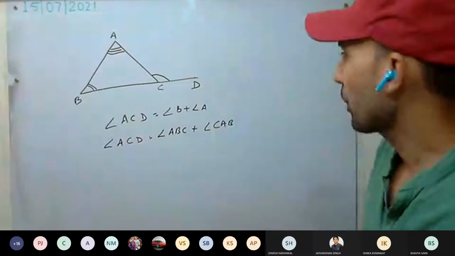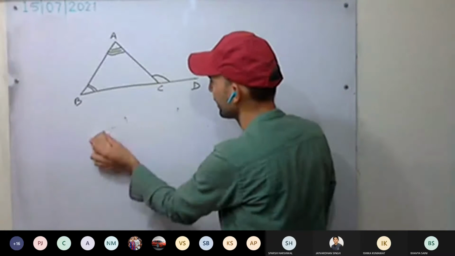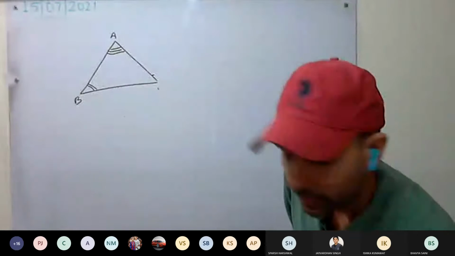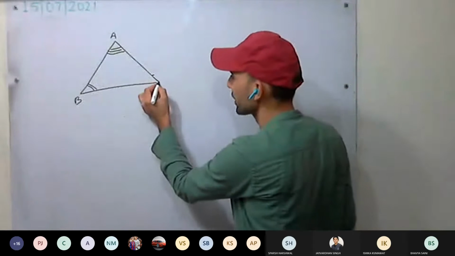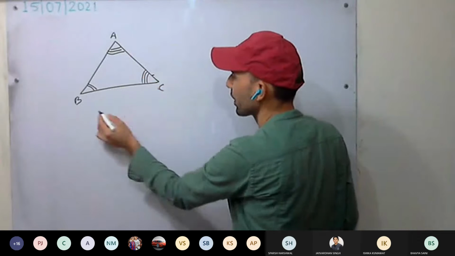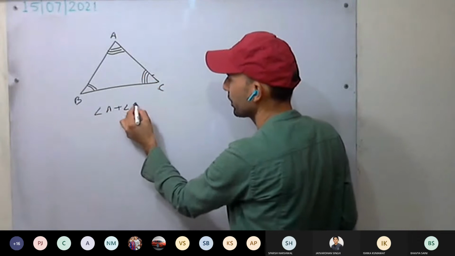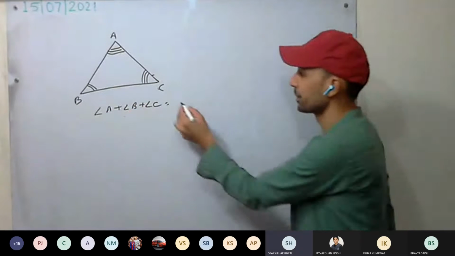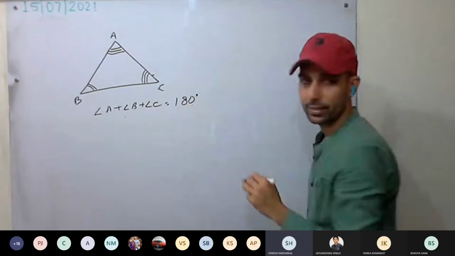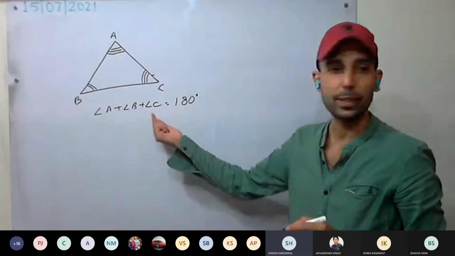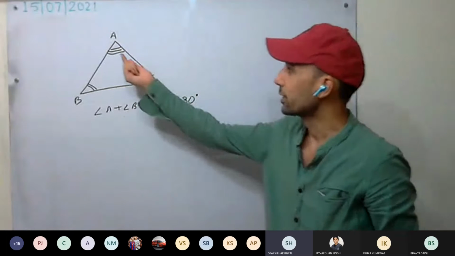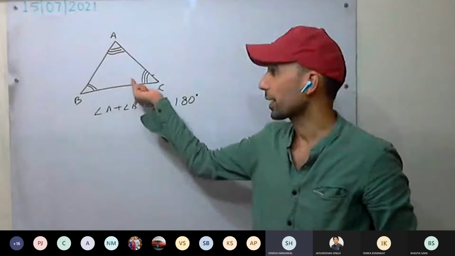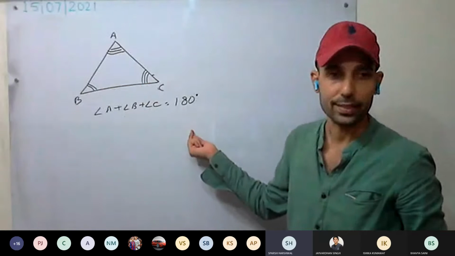And what about the angle sum property of a triangle? If we add all the three interior angles, angle A plus angle B plus angle C, how much is it? 180 degrees. Angle A plus angle B plus angle C equals 180, the sum of the interior angles of the triangle. Simply we can say the sum of the angles of a triangle is 180 degrees.